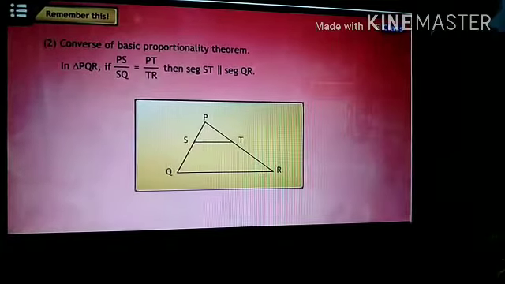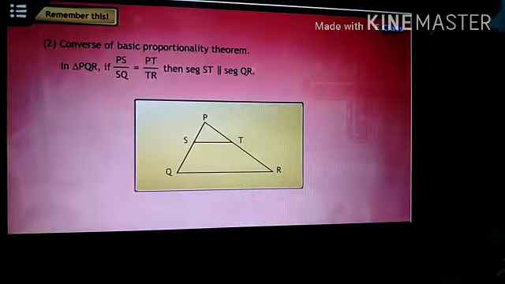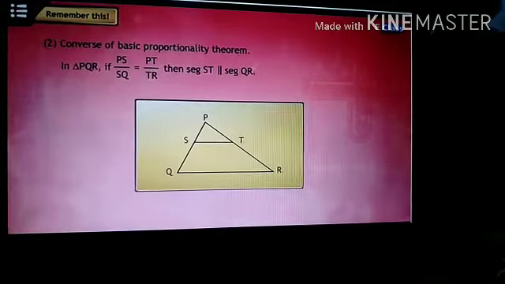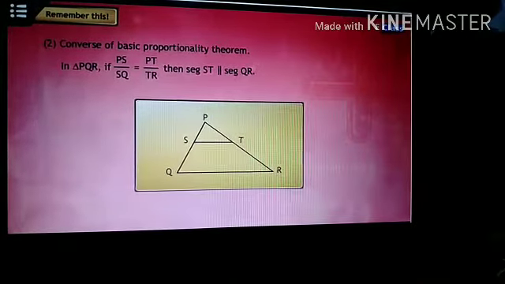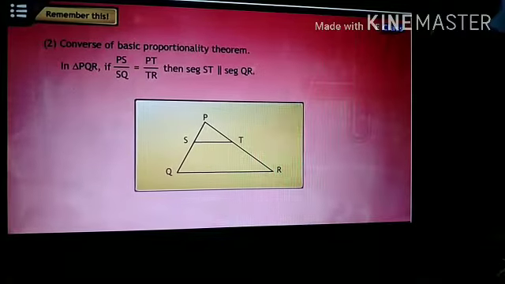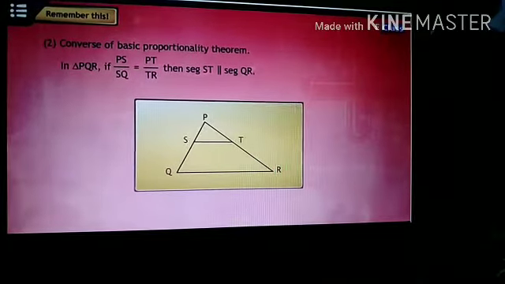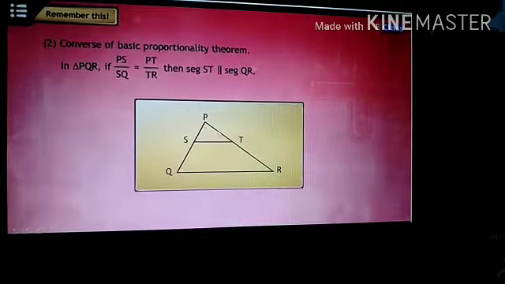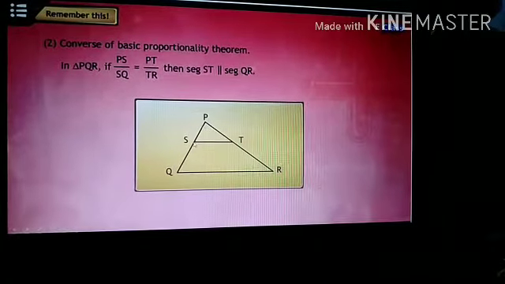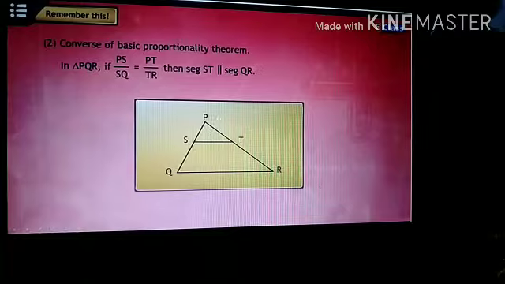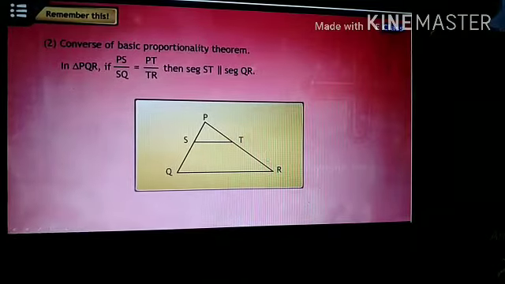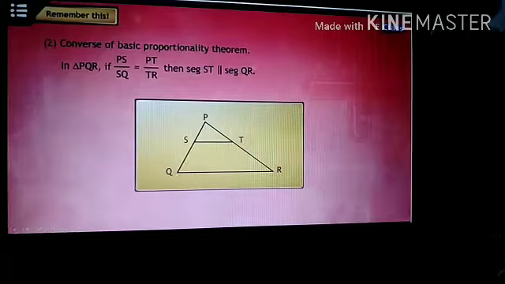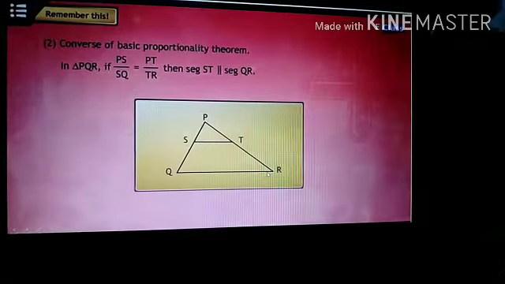Then we saw the converse of basic proportionality theorem, which states if a line divides any two sides of a triangle in the same ratio, then the line is parallel to the third side. So for triangle PQR, we have ratio of the sides of the triangle as PS upon SQ is equal to PT upon TR. Then we have segment ST parallel to QR.